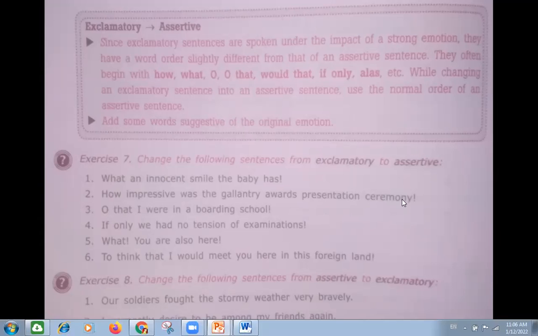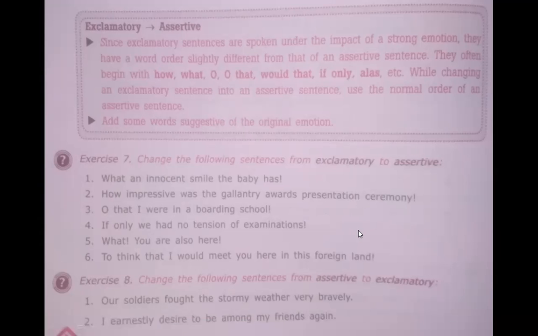Sir, oh, that I could be among my friends again. Repeat once again, Lakshay. Oh, that I could be among my friends again. Absolutely correct. Very nice. That means you all are understanding. I am repeating the answer. Lower down your hands, everyone.